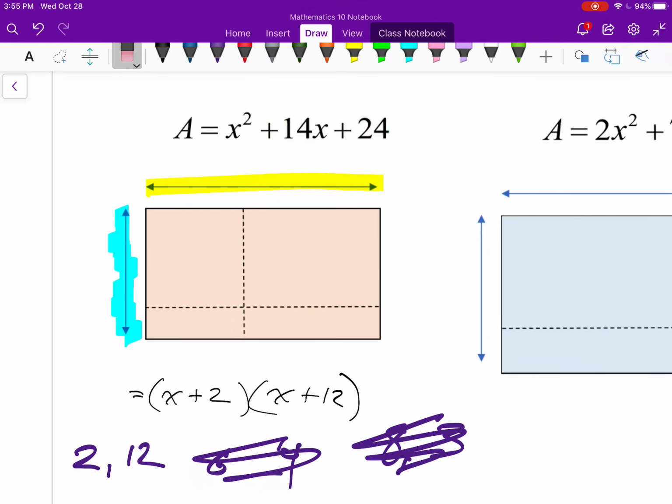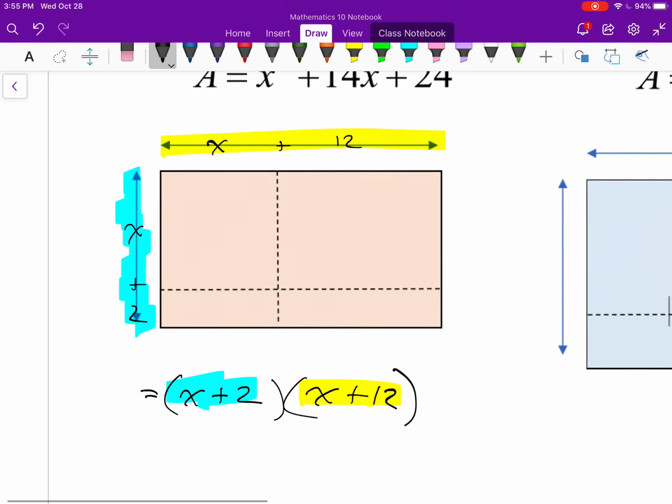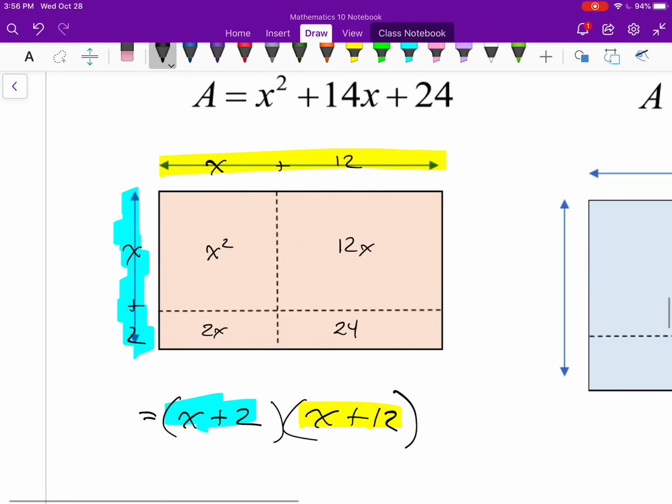Which means now that I factor this and erase all my mess, I could say the distance across the top is x plus 12, and the height of this is x plus 2. So I can think of it like this: x plus 12, x plus 2. And notice if I then looked at these little quadrants here, this would be x squared, this would be 12x, this would be 2x, and this would be 24. The individual areas there. Add it all up, you get back to what I started.